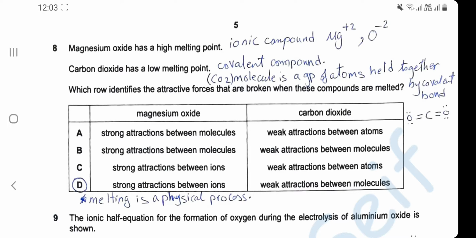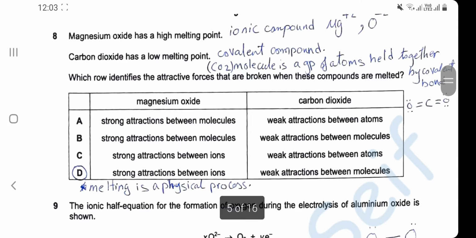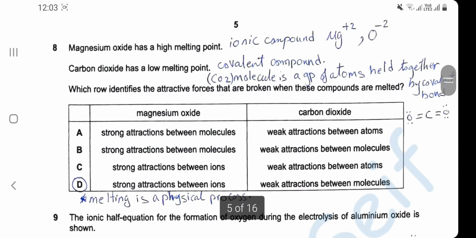The fourth choice, strong attraction between ions in the case of magnesium oxide. This is right. And weak attraction forces between the molecules, and this is also right. Intermolecular forces of attraction, which are called van der Waals forces, are weak forces of attraction. So that gives the covalent compound a low melting point, and the electrostatic force of attraction in the case of an ionic compound is a strong force of attraction that needs high energy to break it. So this is what gives the ionic compound a high melting point.